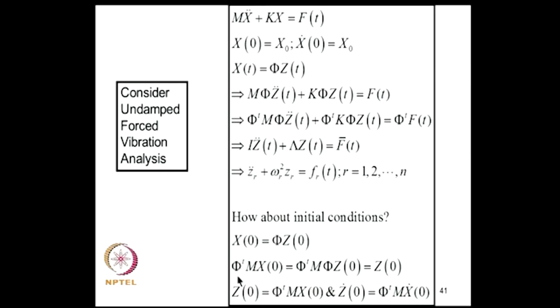I will pre-multiply by phi transpose m on both sides and I get this equation, and use the orthogonality relation: phi transpose m phi is I. Therefore, I get z of 0 as phi transpose m x of 0, and z dot of 0 is phi transpose m x dot of 0. Now, I have the uncoupled equations and the initial conditions.